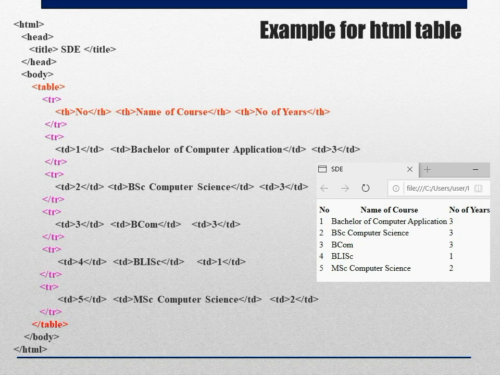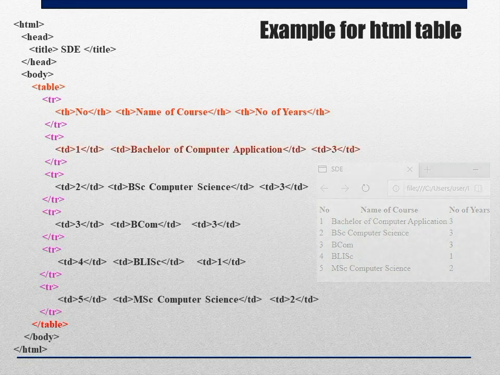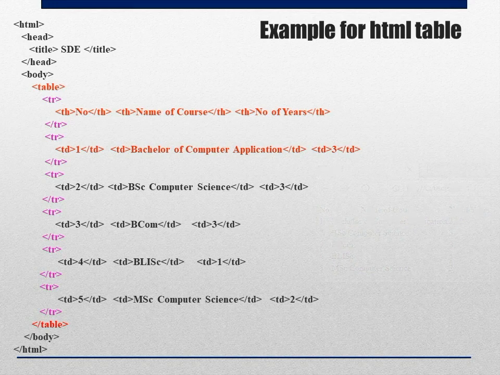Here the first pair of th tag contains number, the next pair contains name of course and number of years. Then close this row using the tr closing tag. Then create the next row again using the tr tag. Then write data in each field using a pair of td tags. Td stands for table data. And after completing this row, again use the tr closing tag. Similarly, you can create the remaining rows.